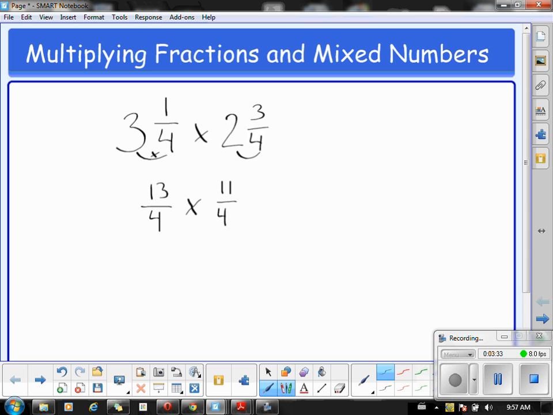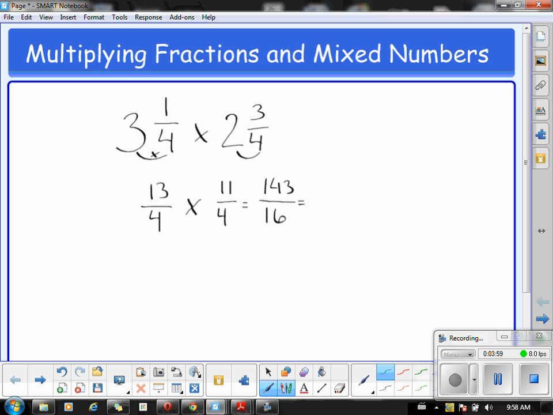Do a quick check. There's no number that will go into both 13 and 4, and there's no number that will go into both 11 and 4, so we can't cross-reduce these two. So now we just multiply. Numerator times numerator. 13 times 11 is 143. 4 times 4 is 16.